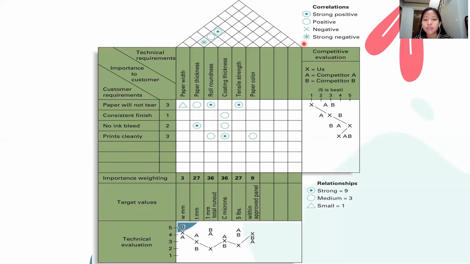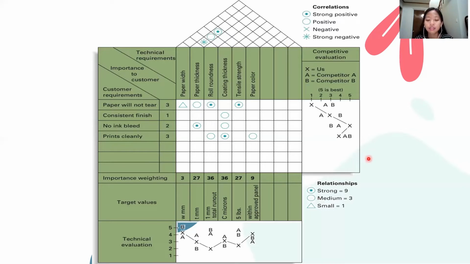So if, for example, paper thickness and roll roundedness have a strong negative correlation, the designers need to know what solutions they need to make or how they will overcome these negative correlations. Designers consider these correlations, especially the negative ones, because they must find ways to overcome them. So we proceed to the competitive evaluation.